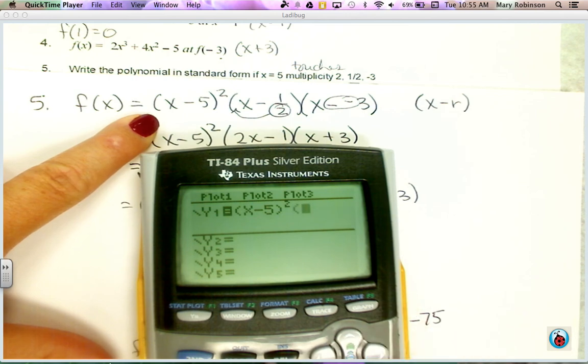And then it's okay to do x minus 1/2. Well, let's go ahead and change that up. Let's do 2x minus 1. Let's make sure we do that. And then x plus 3.